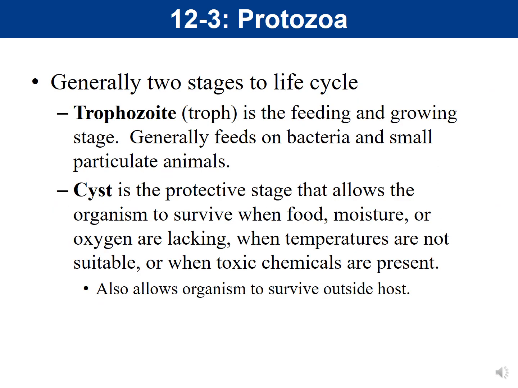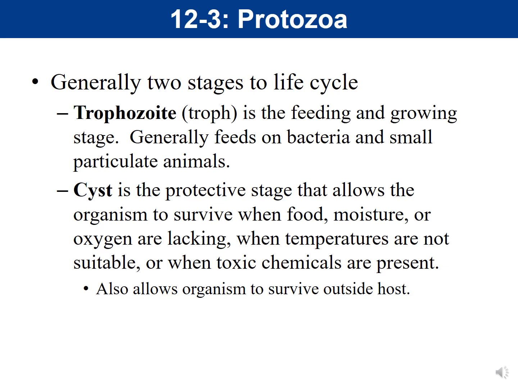So when we talk about protozoans, there are typically 2 stages to the life cycle. The first stage is the trophozoite, or what we commonly would call the troph stage. And the troph stage is the feeding and growing stage. And generally, this stage feeds on bacteria and small particulate animals. Again, remember that most protozoans are heterotrophic. They have to consume their food.